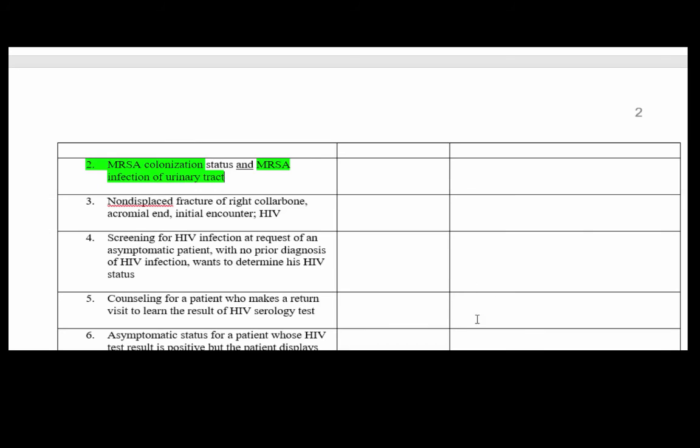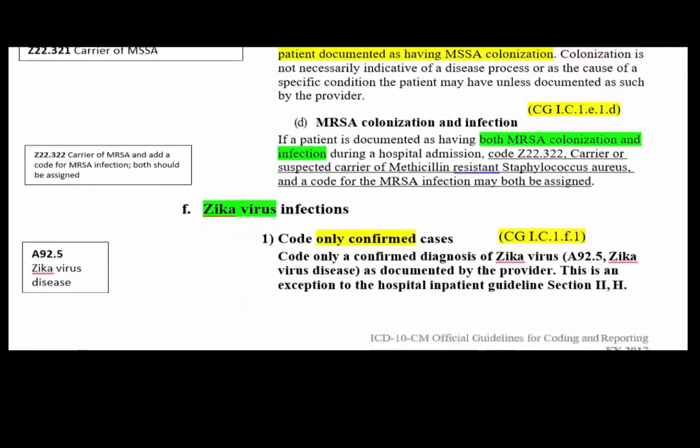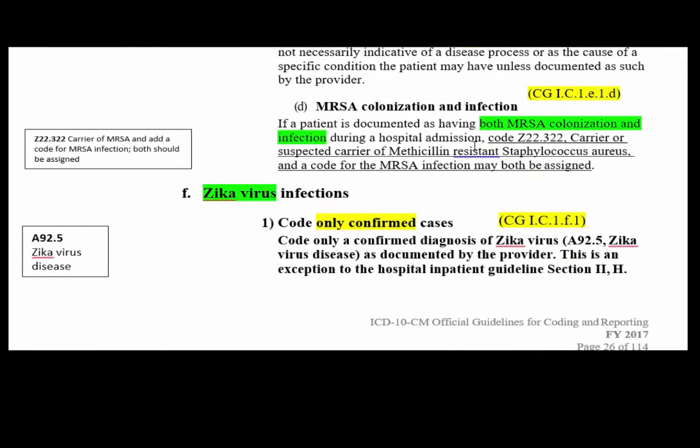And if you remember from your guidelines, let's go back in. And here it is right here. If a patient's documented as having both, you're going to code Z22.0 and a code for the infection. Then you would do that. So this is how I expect you to use the guidelines.